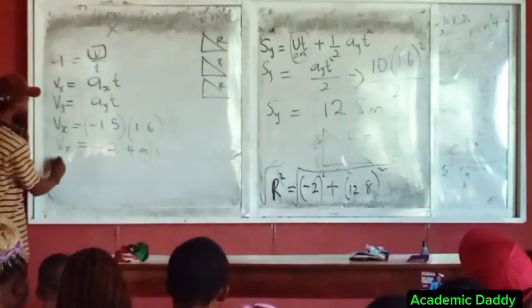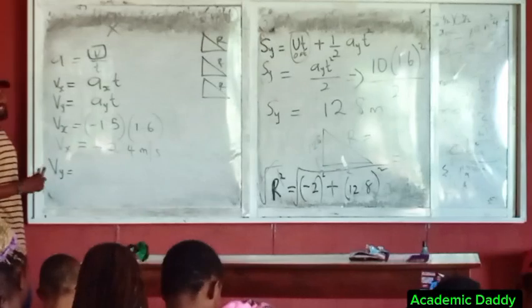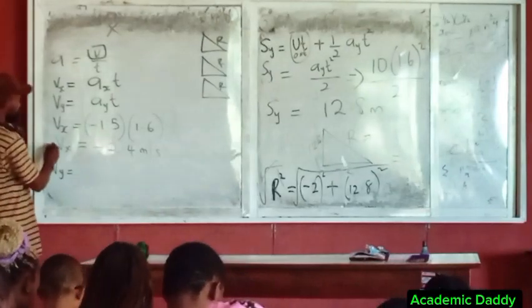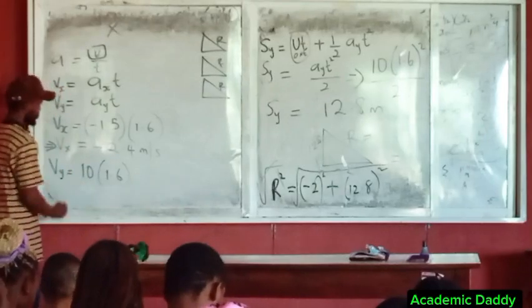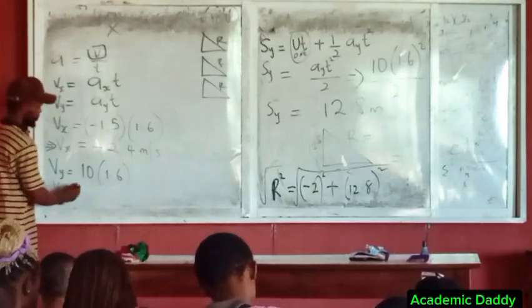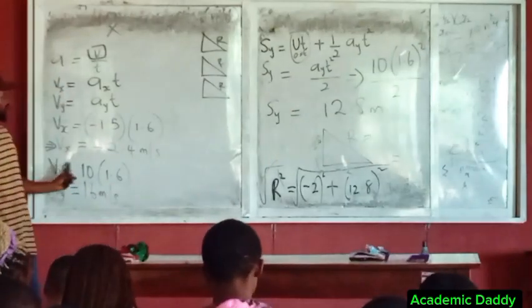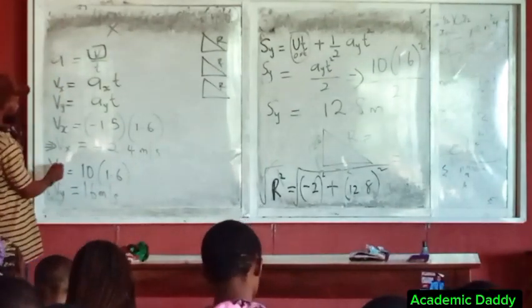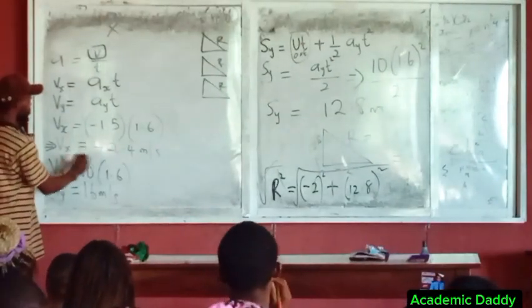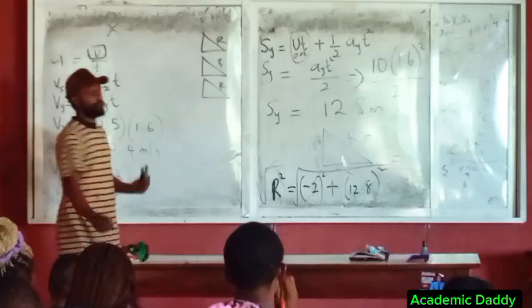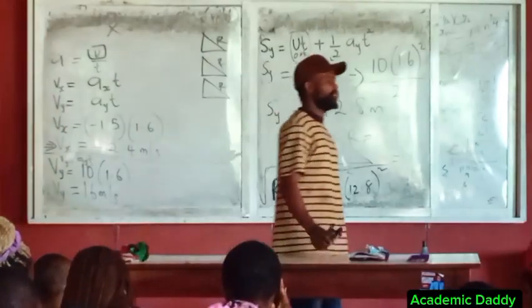Now for Vy, I will have acceleration on the y-axis, which is what? 10. Then times 1.6. That is 16, so we have 16 meters per second. And notice that it's on the y-axis. So when we are doing y, we say Vy equals to ay times t. Hope we're understanding this thing. Yes. Are we understanding this thing?